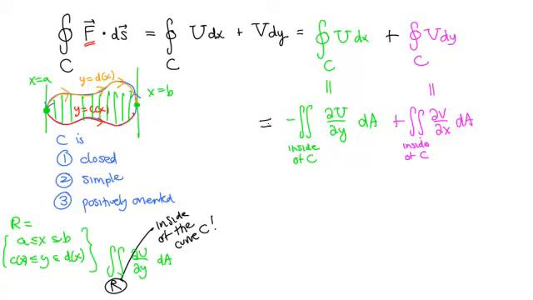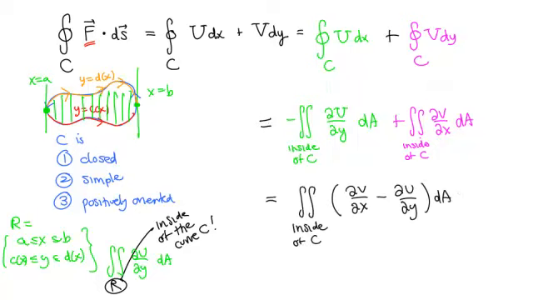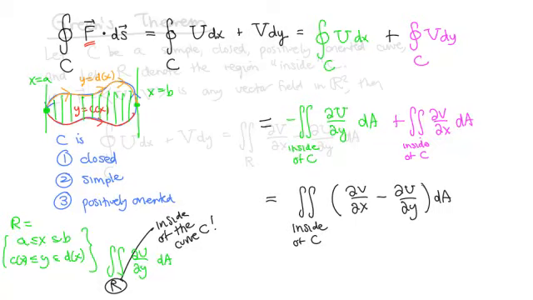And so from beginning to end, we've shown that the integral of f over a closed, simple, positively oriented curve is equal to the double integral of the function del v del x minus del u del y dA, where this integral is taken over the inside of the region C. This result is known as Green's Theorem.